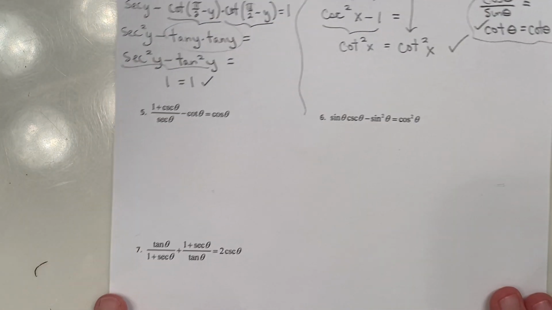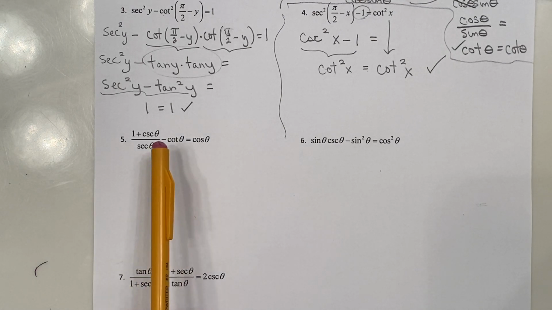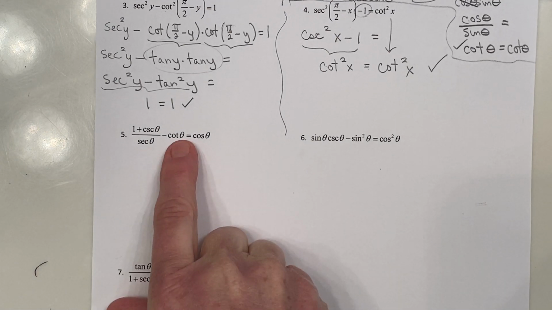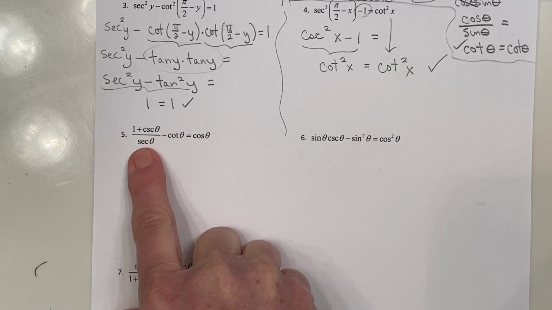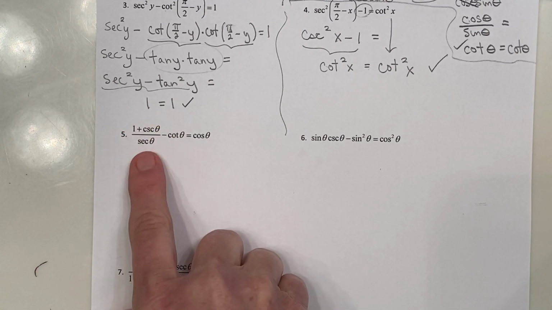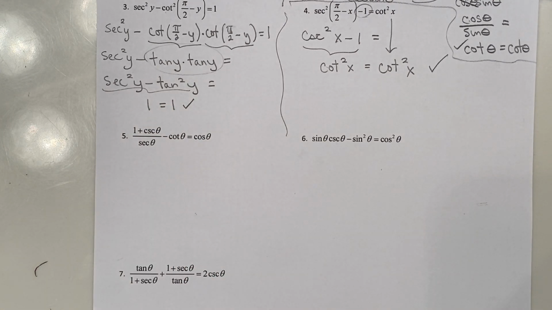Number 5. Well, the left-hand side of the equation, again, is a more complicated side, so I guess we'll work there. Let's look and see what we have. All right, I've got a fraction minus cotangent of theta. I notice that in the fraction, I have a monomial in the denominator. I'm thinking share the love, like we did in number 1 above. We could certainly try that.